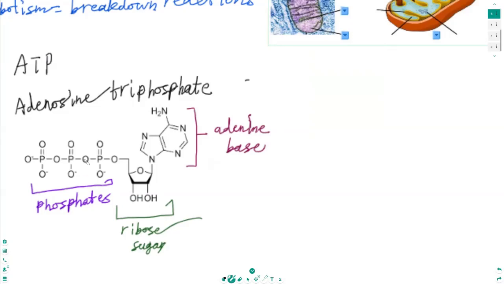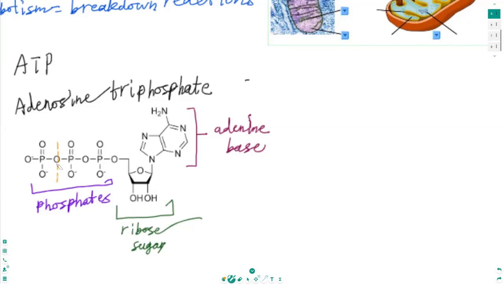So this is called adenosine triphosphate. Now if we cleave off the bond between the second phosphate and the third phosphate, we get adenosine diphosphate, or ADP. That releases quite a bit of energy: 30.5 kilojoules per mole when we cleave off a phosphate from ATP to make ADP.